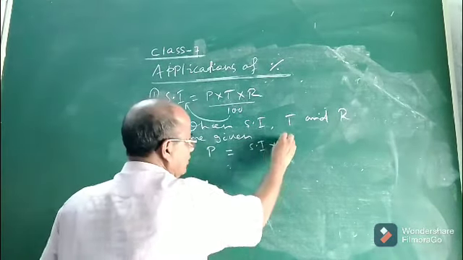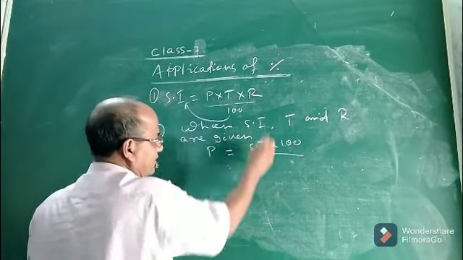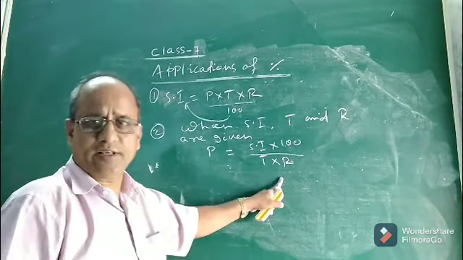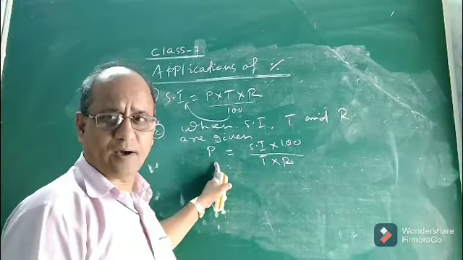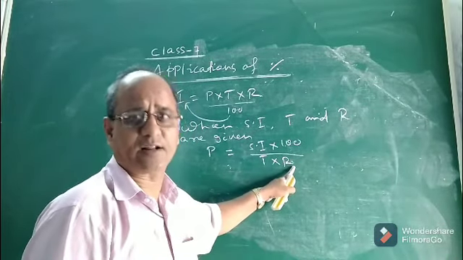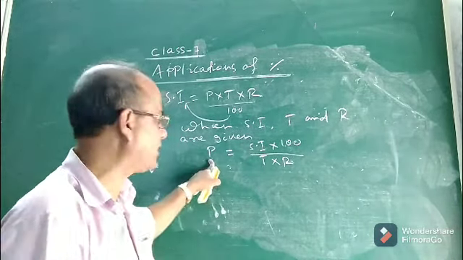So SI into 100. Now look at T and R. They are multiplied here, so it will be divided. T into R. So this will be the formula for principal when simple interest, time period and rate of interest are given. Use this formula to calculate the sum or the principal.